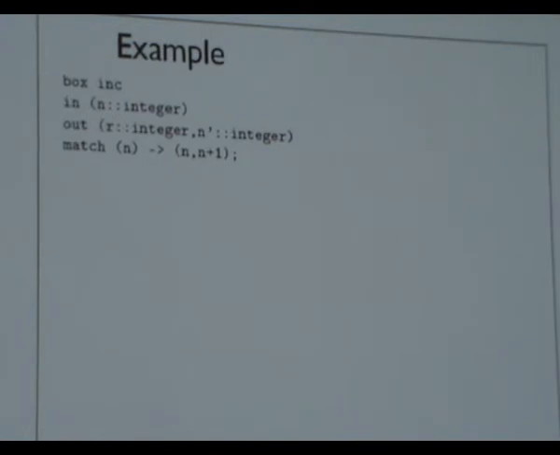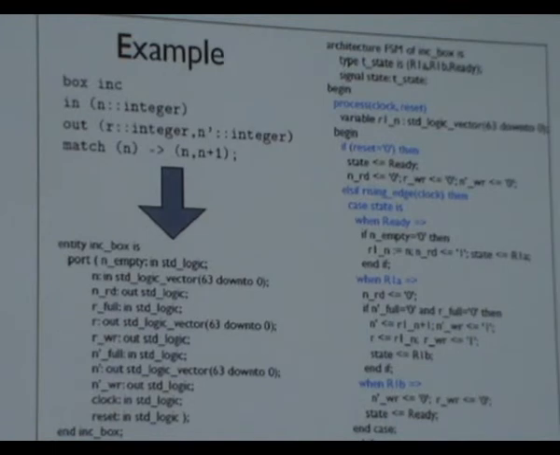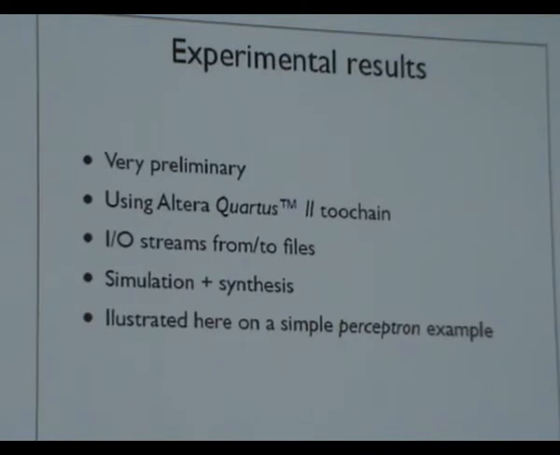Okay, so here's an example box again, that's the one we looked at just now with the feedback loop. This is, I think, the VHDL that gets generated, I won't bother talking you through it. We've got very preliminary experimental results using the Altera Quartus toolchain. I/O streams to and from files, simulation plus synthesis. We're going to show a simple Perceptron example.